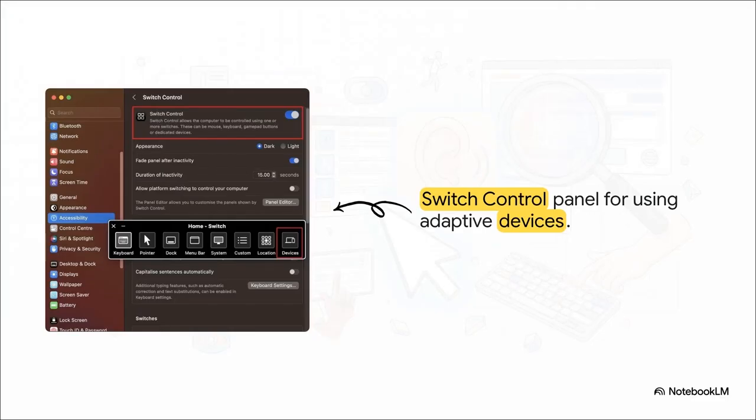Now, if voice isn't an option, switch control steps right in. The Mac system can automatically scan through interface elements, basically highlighting them one by one.